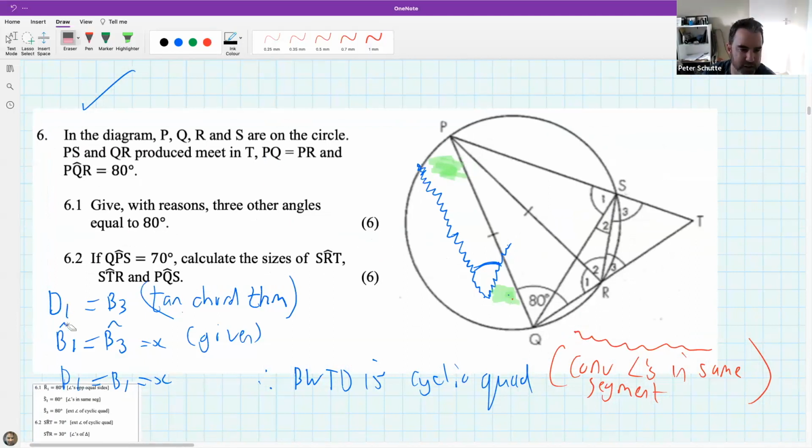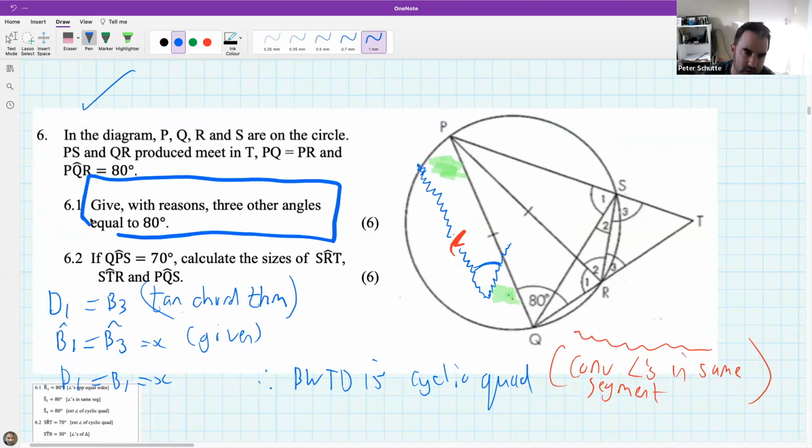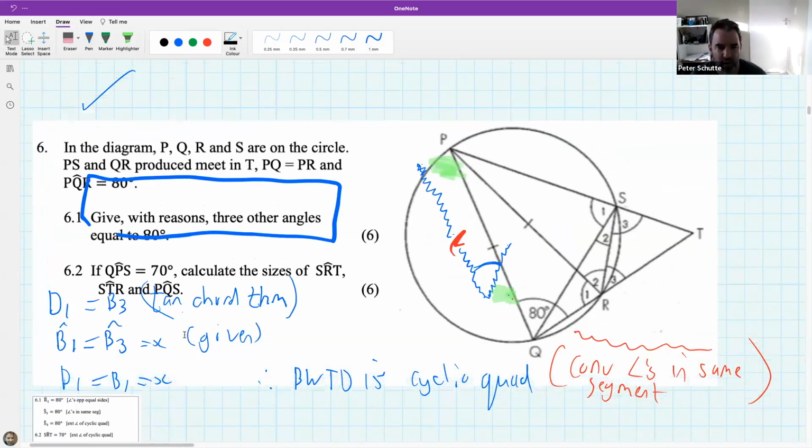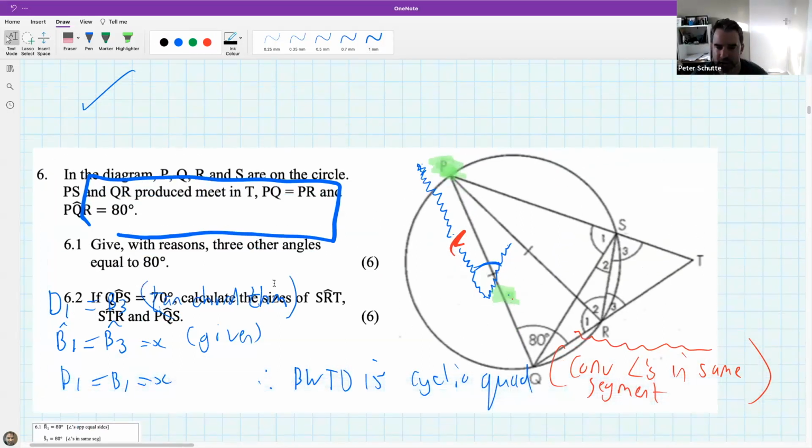Let's just finish with 6.1 today. Can you find me three other angles equal to 80? Just find me three other angles equal to 80, and in a moment this will clear, but until it clears, just give it a go.